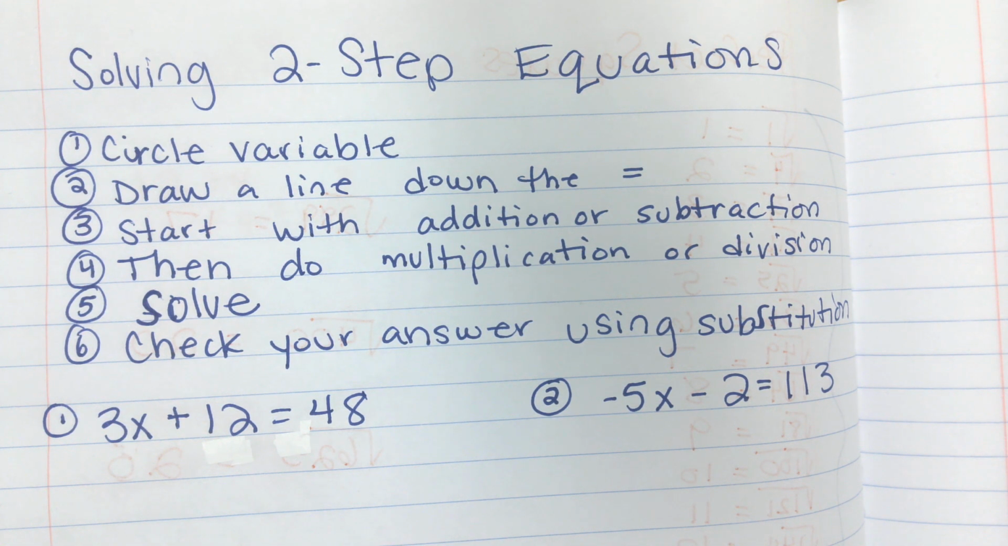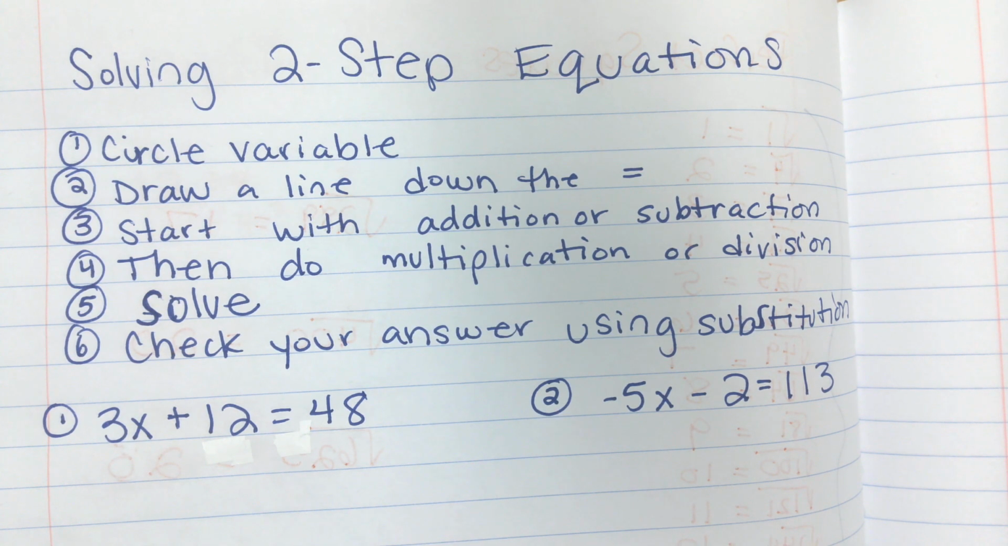We are going to review solving two-step equations. So here are the steps. It's a lot like solving one-step equations, except you have two steps this time. Step 1 is to circle the variable. Step 2, draw a line down the equal sign.